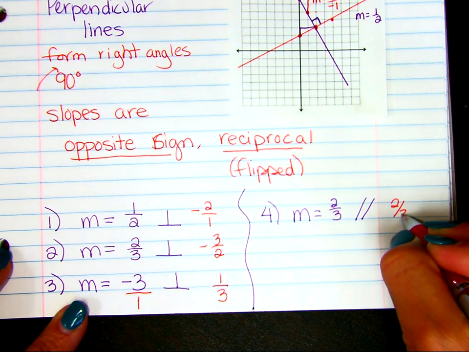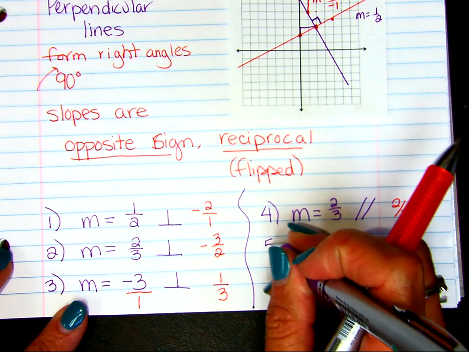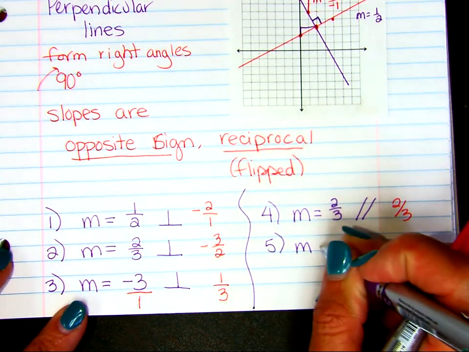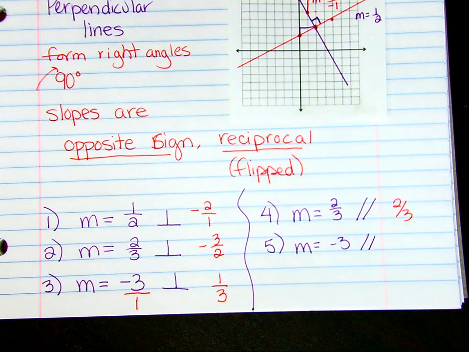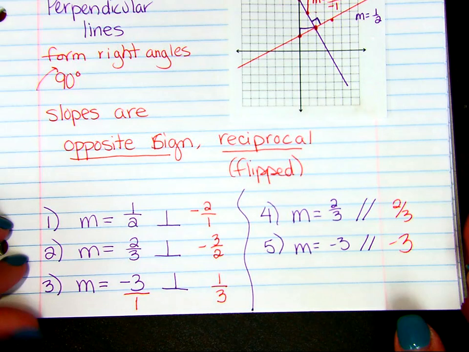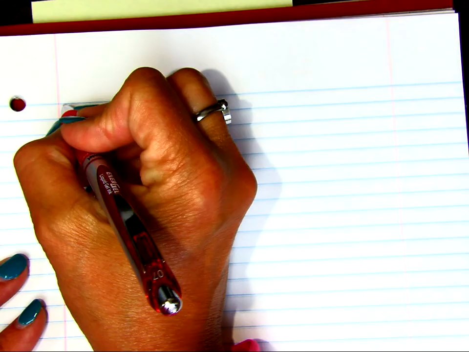Slope is 2/3. What would a parallel slope be? A line that's parallel to this one. Well, parallel lines have the same slope, so it would be 2/3. Let's do one more. If a slope is -3, what would the parallel slope be? -3 as well. Okay, so that's just getting started there, I guess.